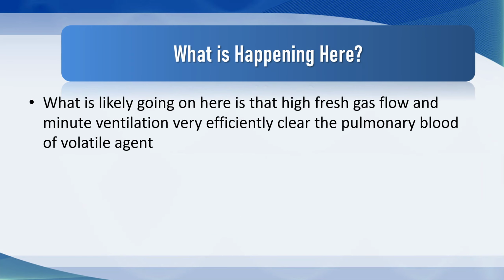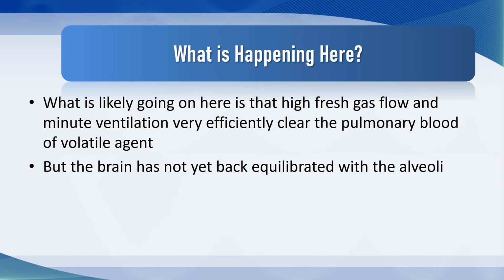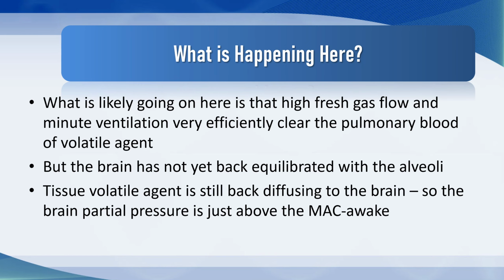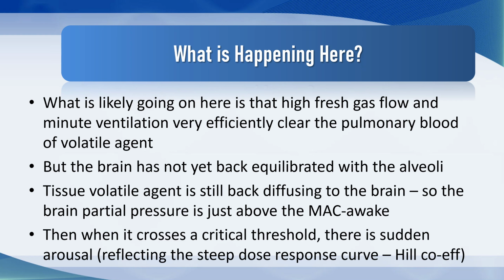What's likely going on here is that the fresh gas flow and minute ventilation very efficiently clear the pulmonary blood of volatile agent, but the brain has not yet back equilibrated with the alveoli. Tissue volatile agent is still back diffusing to the brain, so the partial pressure of volatile in the brain is just above the MAC awake. And then when it crosses a critical threshold, there is sudden arousal, reflecting the steep dose response curve that we've seen in the Hill coefficient. The way to avoid this is to avoid high levels of tissue storage.